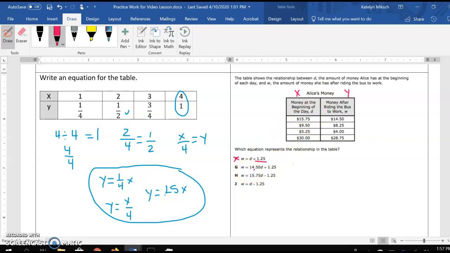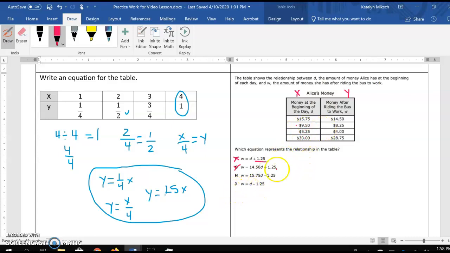G says we're multiplying our D value, which is our input, by $14.50 and adding $1.25 to get our W value. So if we look at a value from the table, that's like multiplying $9.50 times $14.50, which is a lot, and adding $1.25, and then you'll get a value that's larger, not less. That does not make sense. Similar with H, we're multiplying by a very large number. That's not going to give us the answers that we need.